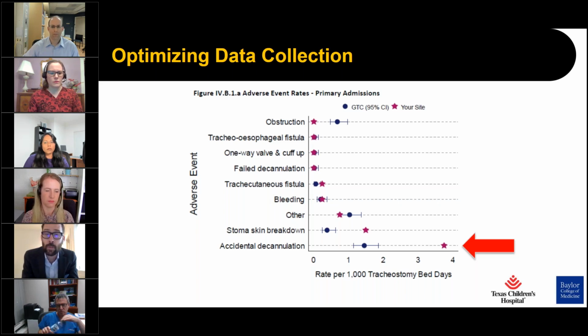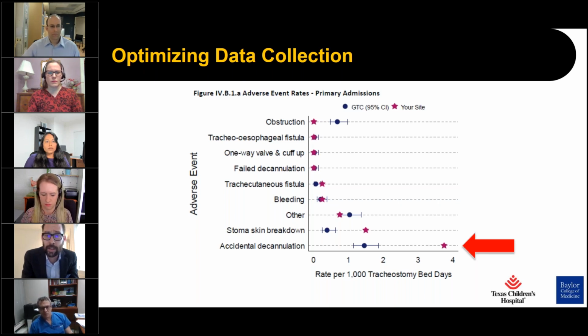I want to zoom in on just one data point, and that's accidental decannulation, to show how the act of collecting data can illuminate those structures and processes in a way that can lead to improvement before you even enter a single piece of data into the database. So the slide here is actually an image taken from one of our periodic reports that is sent to our institution by the GTC. And as you see here, this is a list of some of the adverse events, and it situates our site in the context of what others have reported.